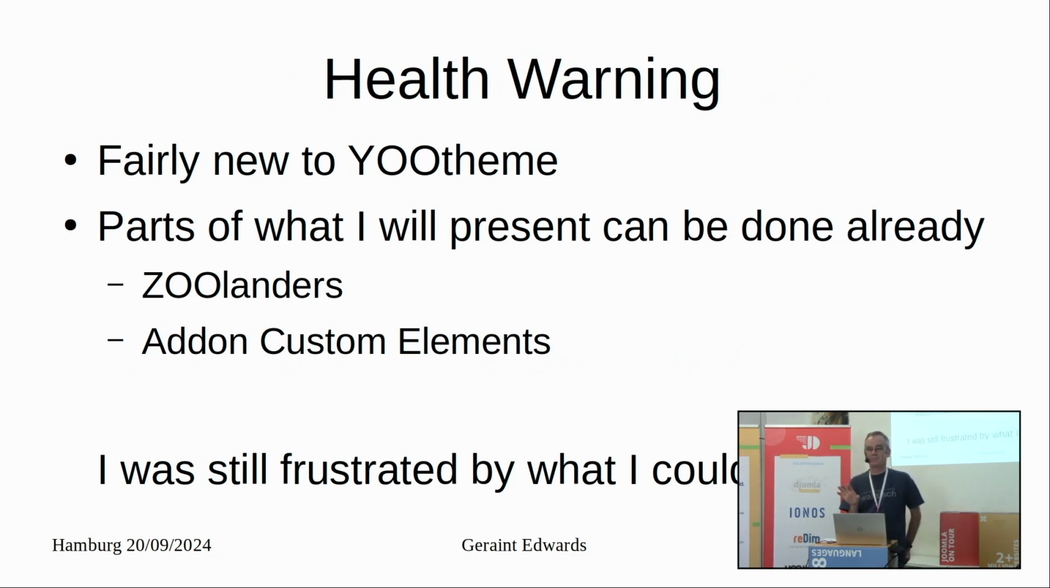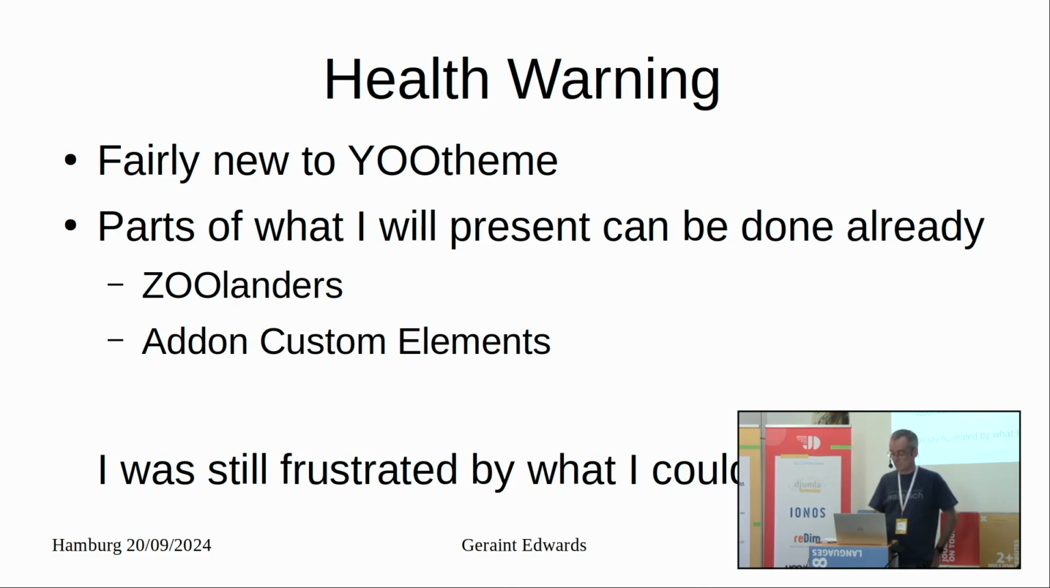I'm fairly new to YooTheme, so if I get something wrong and it's already there, or there's different ways of doing it, point it out, but please don't jump down my throat, because I'm new to it. And I know that parts of what I'm going to present can be done already. And Zoolanders has a lot of very sophisticated data source filtering and so forth. I probably don't know all the functionality that it has, and there's a whole slew of add-on custom elements that you can add. But even taking all that into account, I found I was still frustrated by what I couldn't do. I was coming from a traditional Joomla environment. I've been used to using something like EasyLayouts to be able to create complex websites, and I found that I couldn't do what I needed to do in YooTheme.